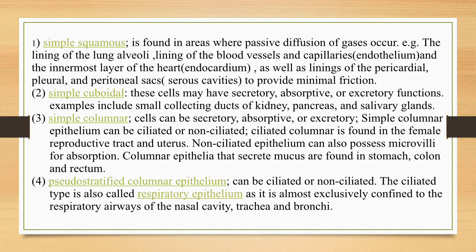Pseudostratified columnar epithelium can be ciliated or non-ciliated. The ciliated type is also called respiratory epithelium, as it is almost exclusively confined to the respiratory airways of the nasal cavity, trachea, and bronchi.